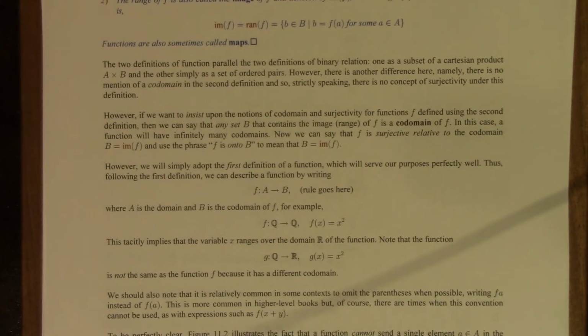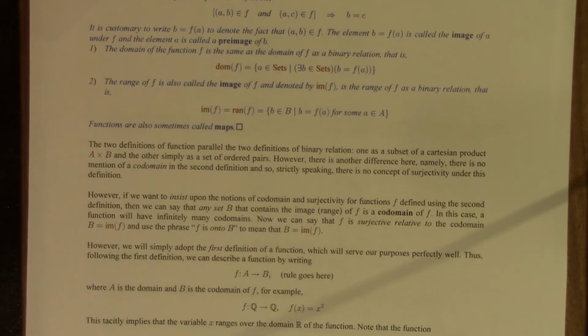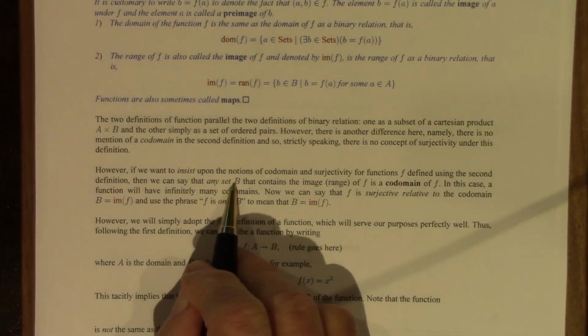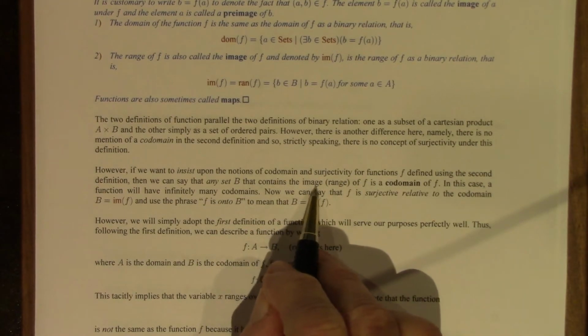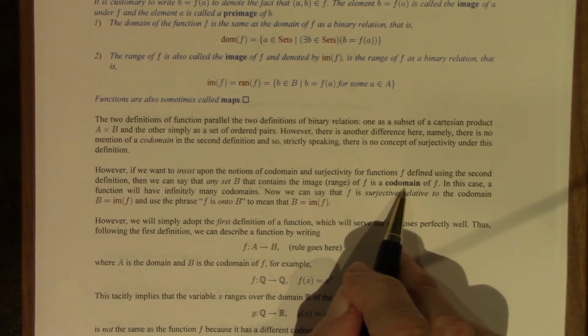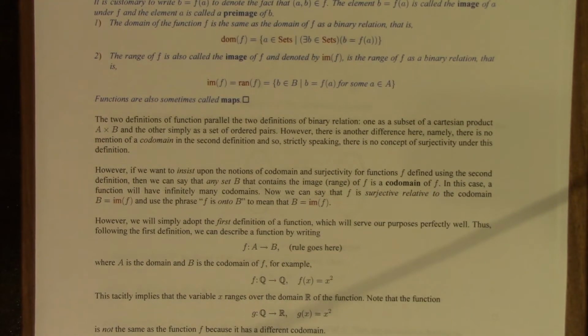If we want to insist upon the notions of codomain and surjectivity for functions defined by this second definition, what we can do is simply say that any set B that contains the image of the function, or the range, the same thing, is called a codomain for f. So in this case, a function has infinitely many codomains. That's perhaps a little awkward, but it can be done.